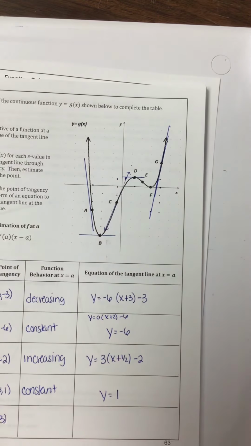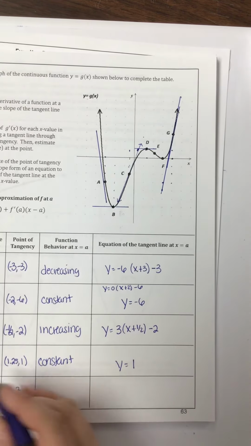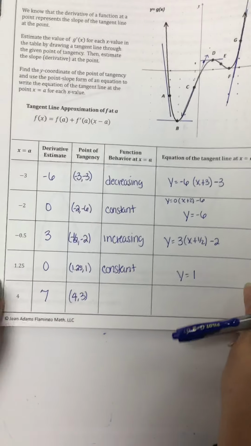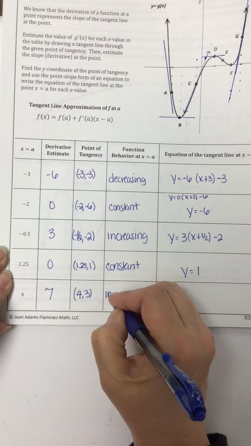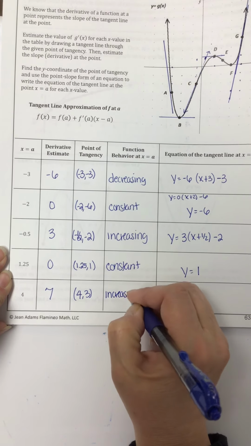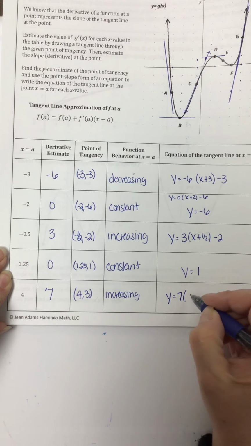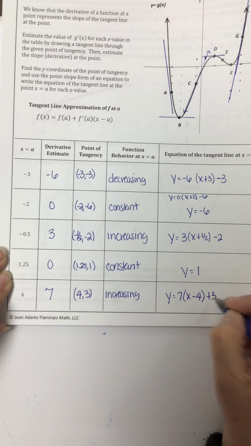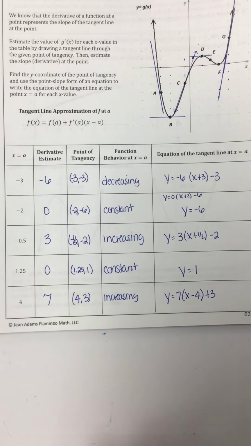Yeah. 6 or 7 even, maybe. I don't know, that might be even more close. Somewhere around there, 6 or 7, yes. It's not going to be exact. But that function is increasing, isn't it? Yes. And so our equation would be y equals 7 times x minus 4 plus 3. And we will finish this next time.